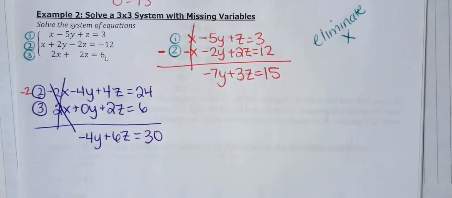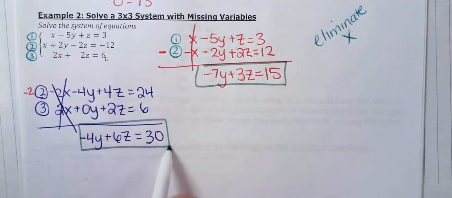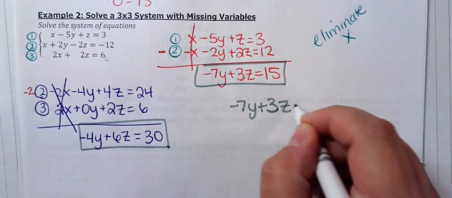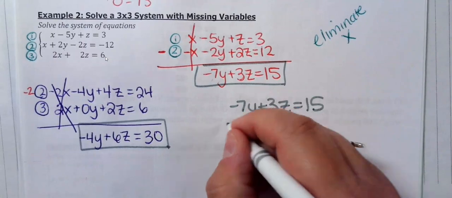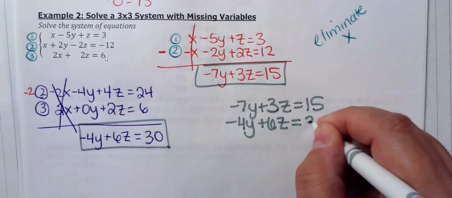So we had two equations with two variables. Now we have, or sorry, three equations with three variables. Now we have these two. Okay, now you don't have to rewrite it if you want to use the space differently, but I'm just going to put these together real quick. Now, I have negative 7y plus 3z equals 15, and I have negative 4y plus 6z equals 30.